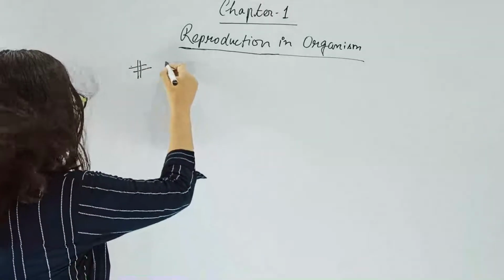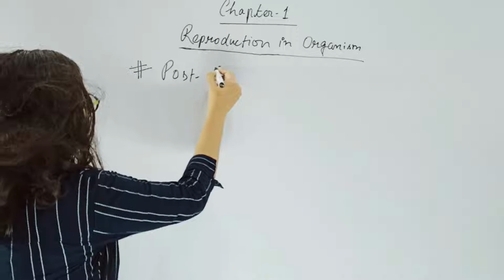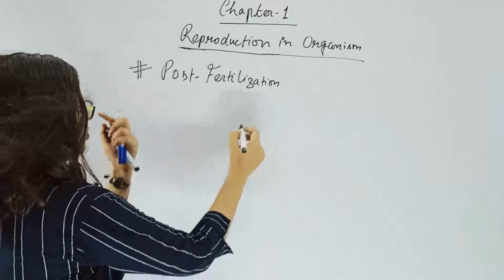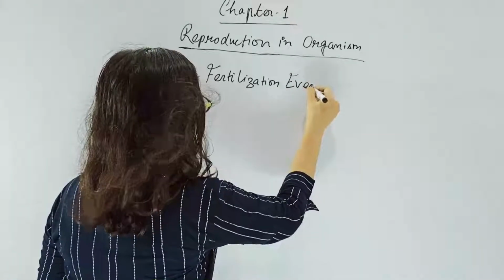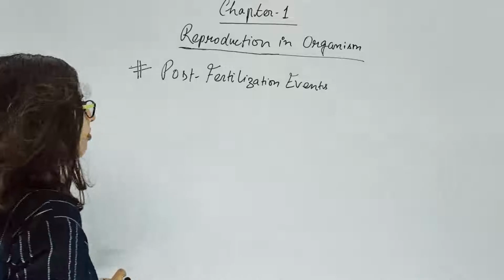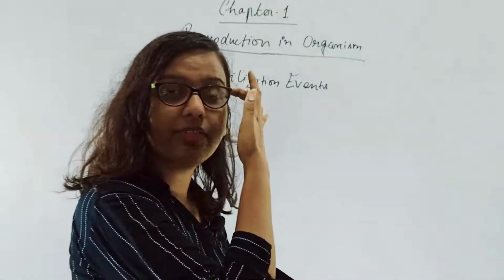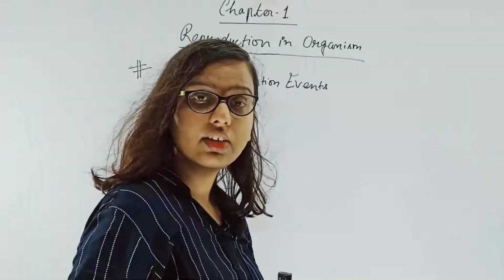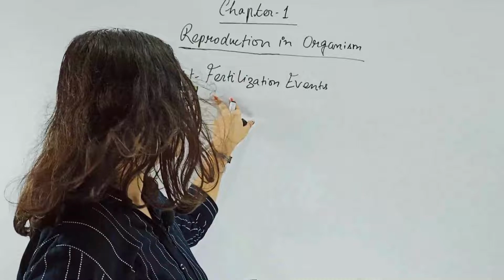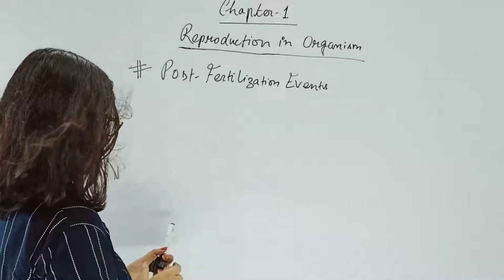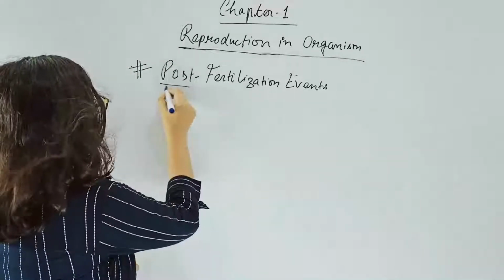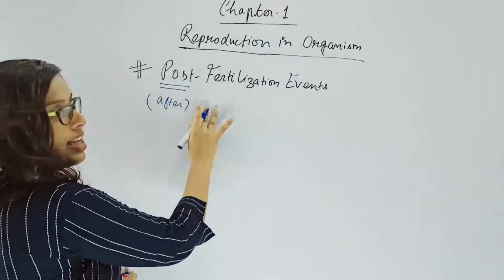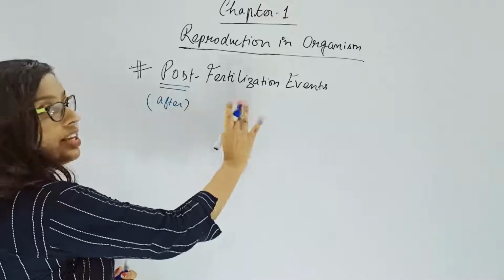After the fertilization has taken place, what will happen? Post-fertilization events. Until now you have understood the pre-fertilization events, then the fertilization event. Now we are proceeding to the last event of the sexual reproduction, which is post-fertilization event. Post means after. After the fertilization has happened, what happens after fertilization is complete?